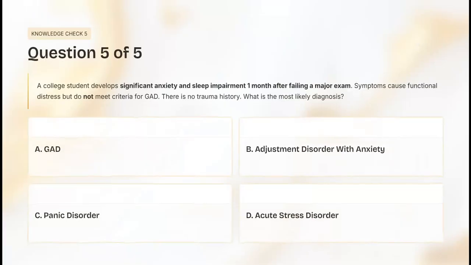Question 5. A college student develops significant anxiety and sleep impairment 1 month after failing a major exam. Symptoms cause functional distress but do not meet criteria for GAD. There is no trauma history. What is the most likely diagnosis? A, generalized anxiety disorder. B, adjustment disorder with anxiety. C, panic disorder. Or D, acute stress disorder.